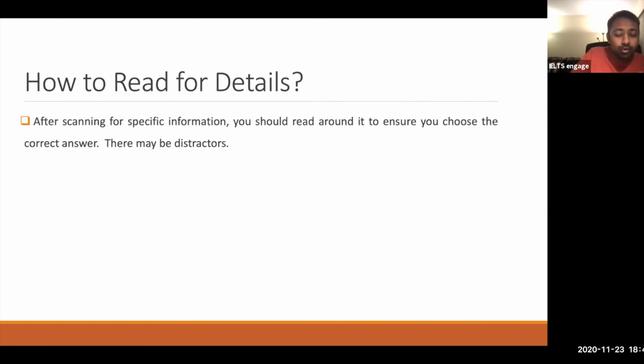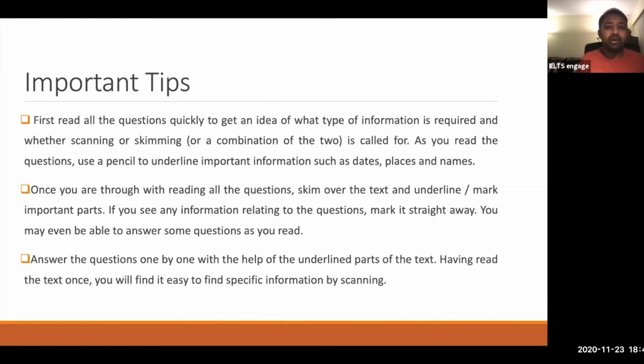But also, let's make this clear: there could be distractors, words that have been used to confuse you, so you need to be really careful, especially with true, false, not given. A lot of students find it difficult to answer these true, false, not given or yes, no, not given questions. So some of the important tips for IELTS reading: the first thing we need to do is read the questions very quickly to get an idea of what type of information is required, or what technique is required, whether it's skimming or scanning, a combination of the two, or just reading for details.